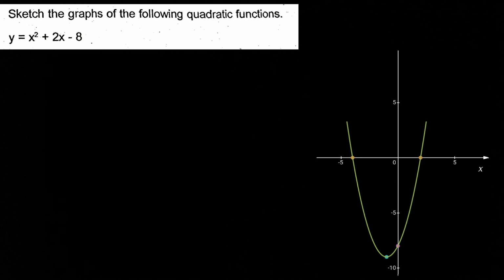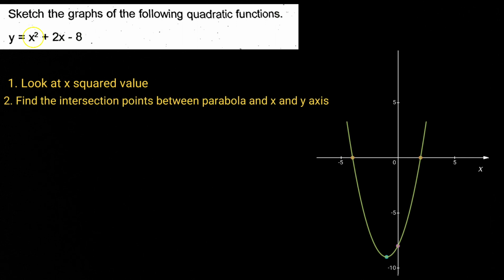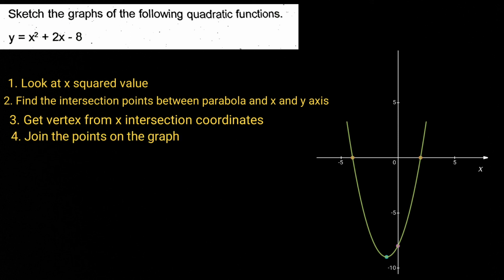To end this video, whenever you have to sketch a graph of any quadratic equation, first take a look at the value of x squared to see whether the parabola would be U-shaped or N-shaped, going up or going down. Then find the points of intersection for the function and the axis, and finally derive the vertex from the x-axis coordinates and join up all the points. And that's it.